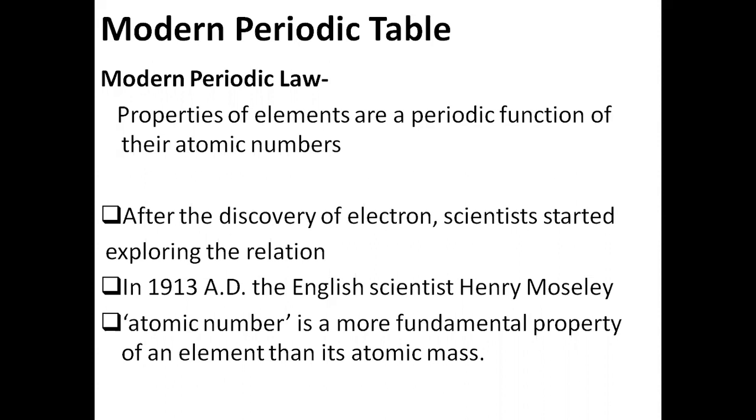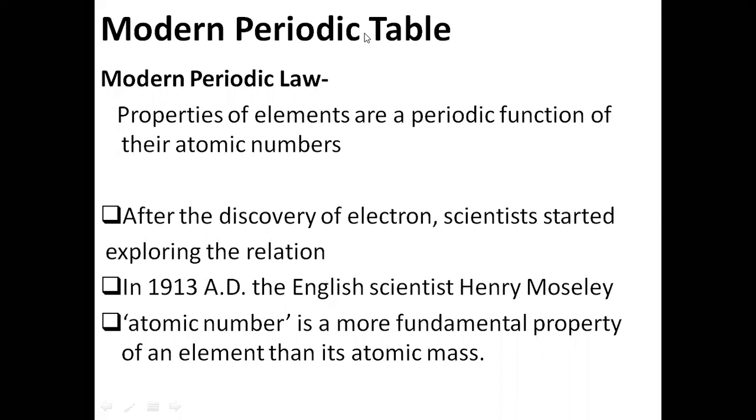Let's get started. Our topic today is the modern periodic table. The modern periodic table was given by the scientist Henry Moseley. Today we will discuss in detail how he arranged the elements in the modern periodic table, why we call it the modern periodic table, and other things regarding this complete topic. Let's begin with the modern periodic law.